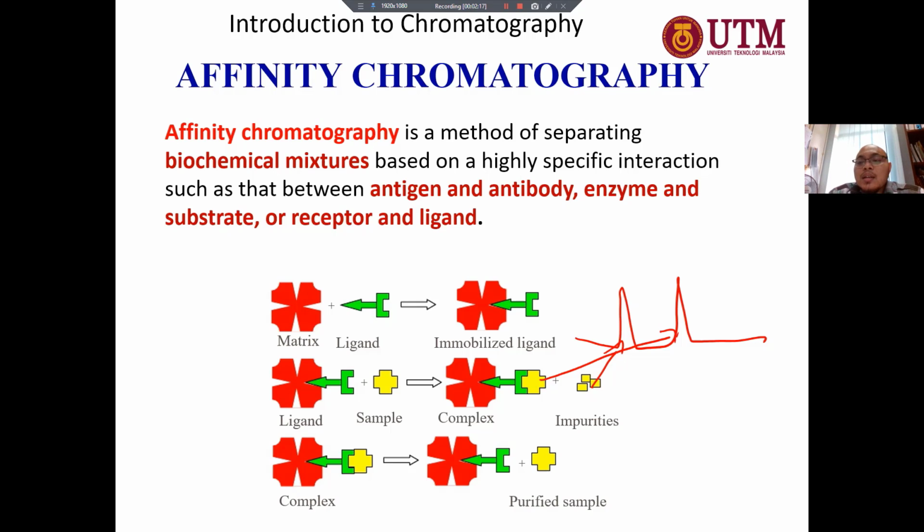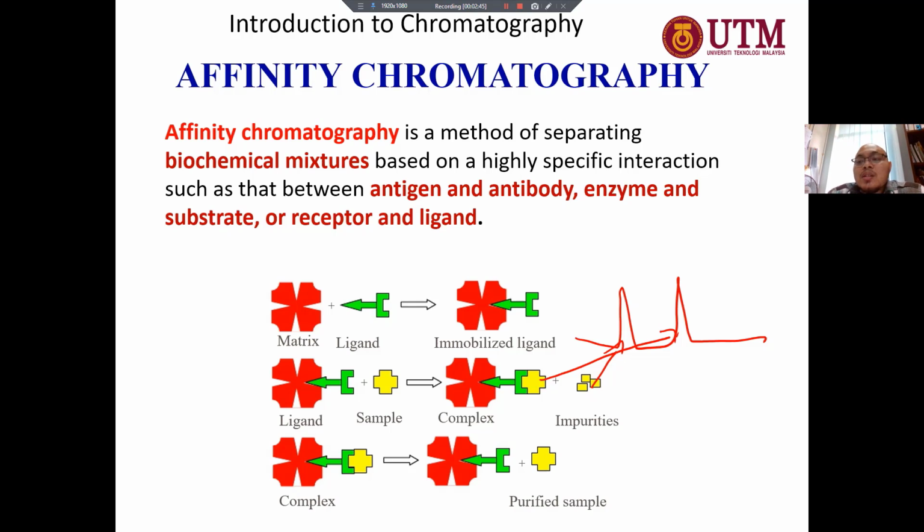For example, say you cannot remember a lot of things here. You just write that affinity is a method of separating biochemical mixtures via specific interaction, such as antigen and antibody. I think until that is also enough, because antigen and antibody is a specific interaction. Or maybe you just remember receptor and ligand, that will also be accepted as the answer.